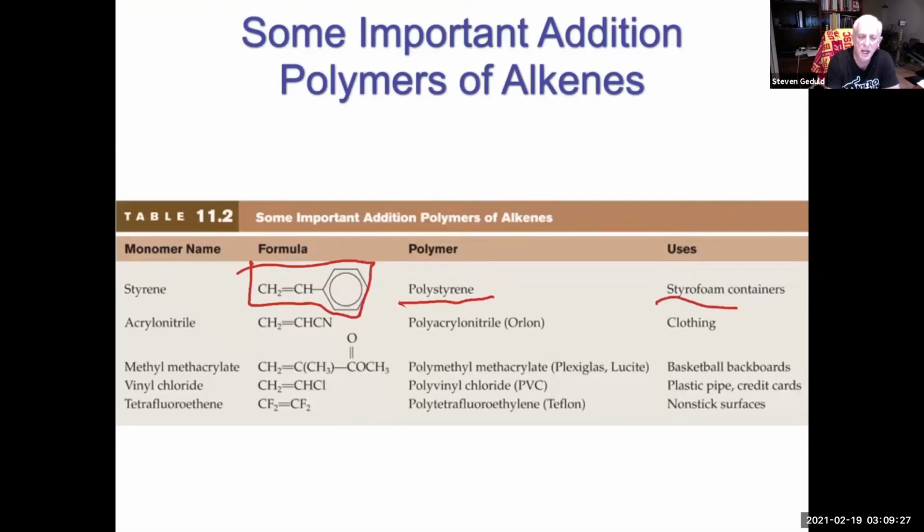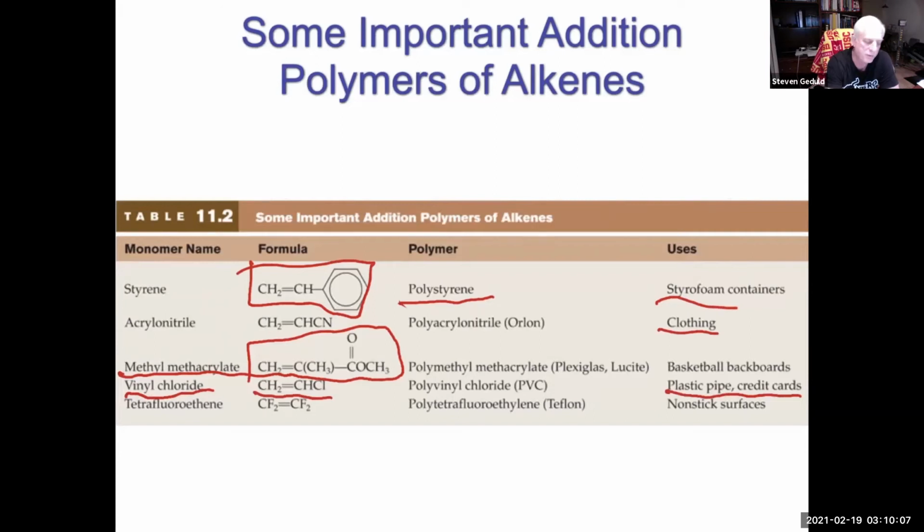Acrylonitrile is used for making clothing fibers. Methyl methacrylate is a unit repeated over and over again, and it's used in basketball backboards. It's also used in nail salons. Remember that distinctive smell you get in a nail salon? That's methyl methacrylate. That's the material they coat over the nails as a polymer to give them strength and a glossy appearance. Vinyl chlorides are made that way. There's your repeating unit, and that's plastic pipe; credit cards are all vinyl chloride.